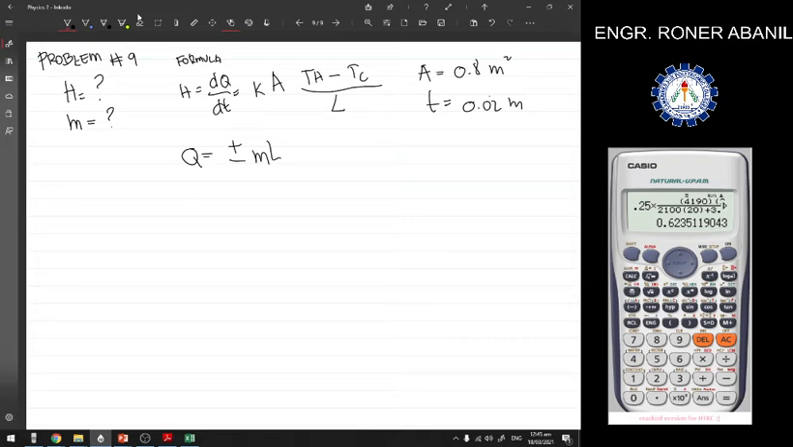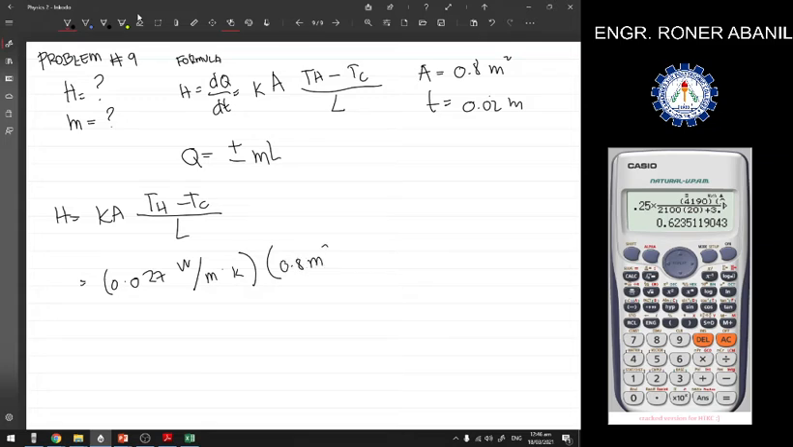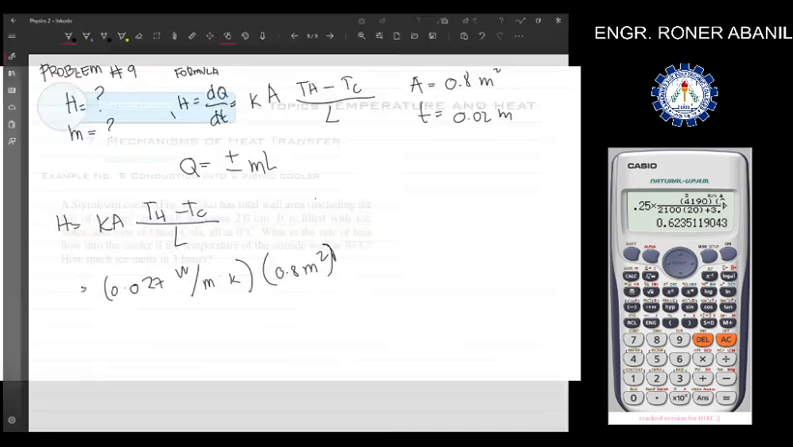So, dito muna tayo, no? H is equal to KA (TH minus TC) over L. So, galing dun sa libro, yung K natin is nakuha natin na 0.027 watts per meter Kelvin. Multiply natin ang area natin na 0.8 square meter.